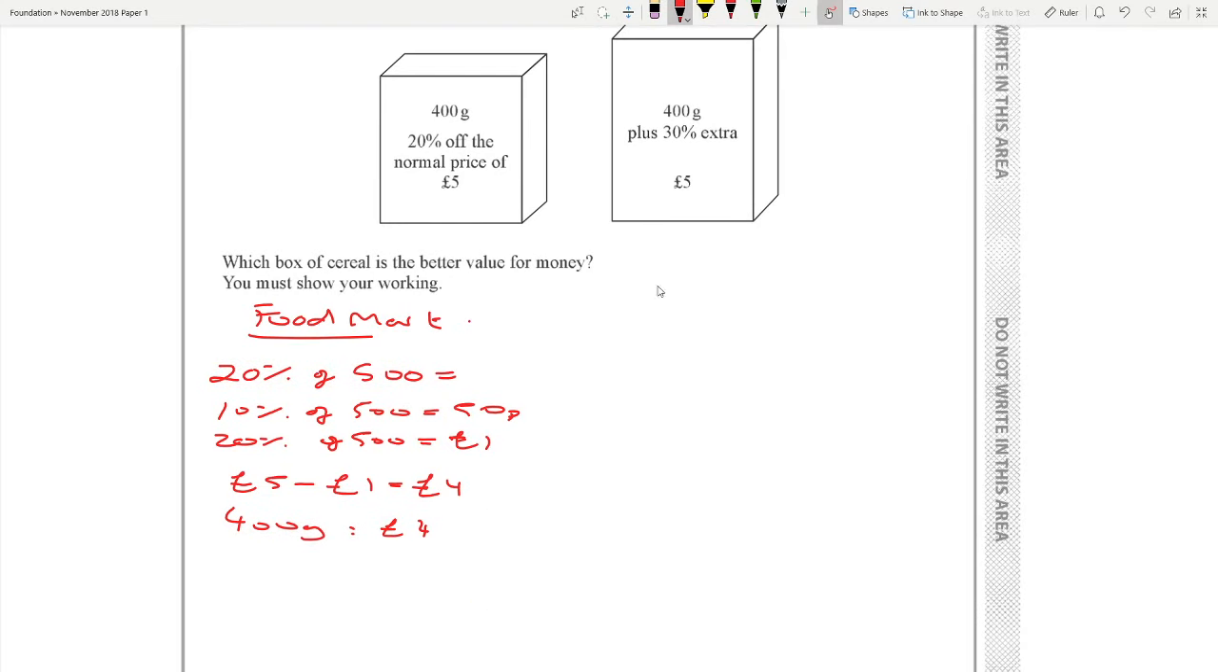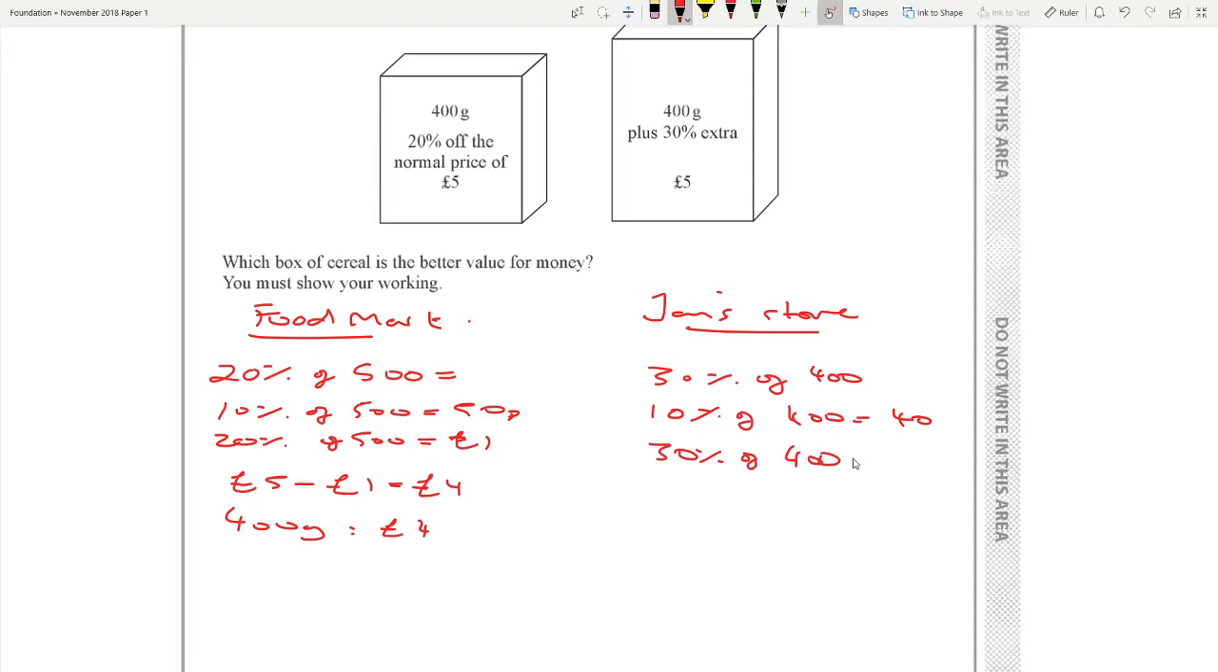Let's look at the next one, Jan store. So here we've got 400 grams plus 30% extra. So we need to work out what 30% of 400 is. So again, start off by finding 10% of 400, which is 40. So therefore 30% of 400, you're going to times that by 3. 40 times 3, well 4 times 3 is 12. Add a 0, 120 grams. So they get 30% extra, so they get an extra 120 grams.